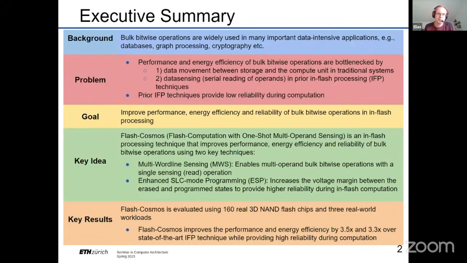Here is my executive summary. We're dealing again, as in the last presentation, with data movement. Data movement is an energy bottleneck and an efficiency bottleneck. The difference to the last presentation is that today I will be talking about in-flash processing.